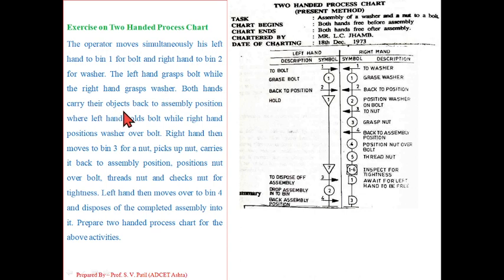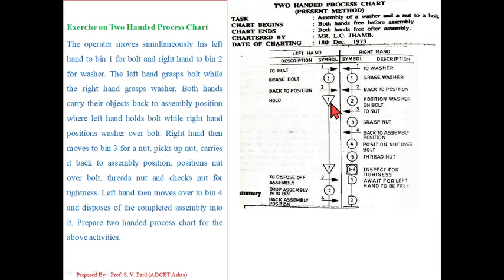Both hands carry their objects back to the assembly position, where the left hand holds the bolt while the right hand positions the washer over the bolt. So here the operator is moving both hands to the center position. We use the transportation symbol, which appears the second time, that's why it is numbered as 2.